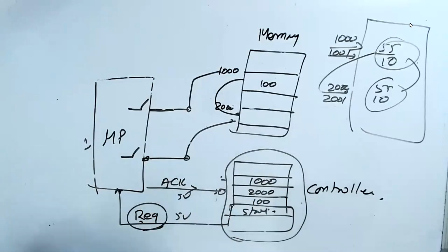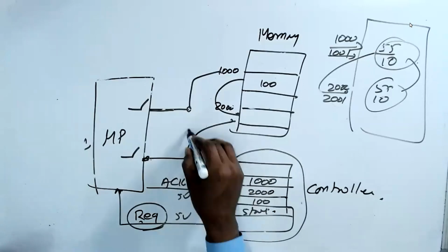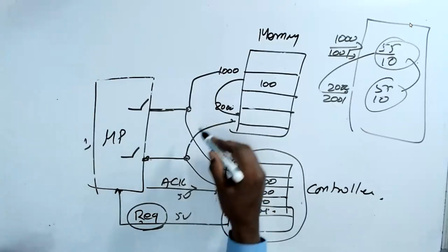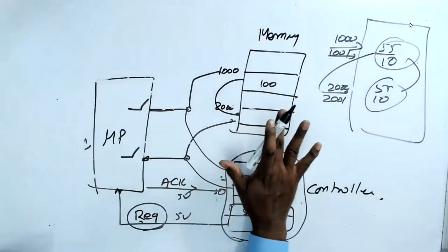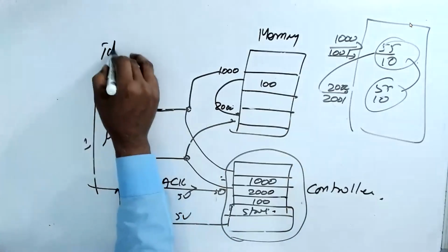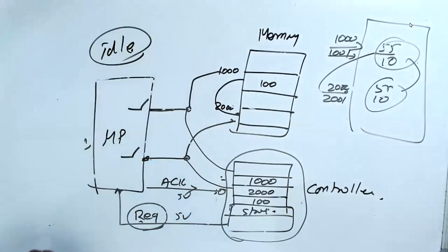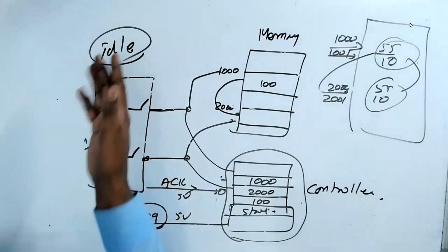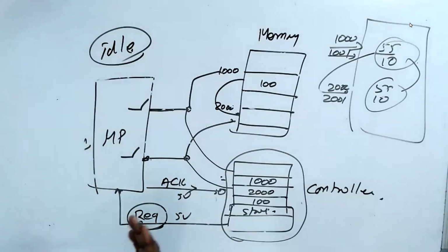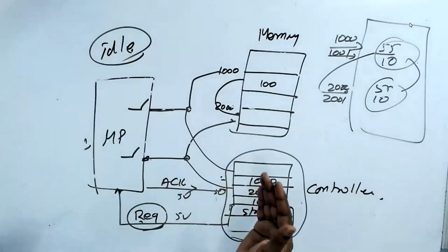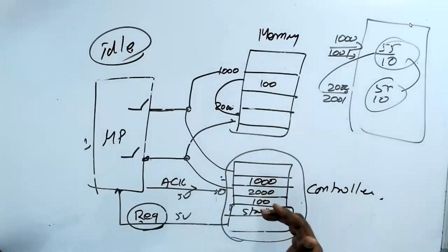What will this guy do now? He will use the address line and data line and read and copy. Everything will be done by this guy. The microprocessor will be idle at that time. Understand? The microprocessor is idle, whereas the copy is done by this controller.